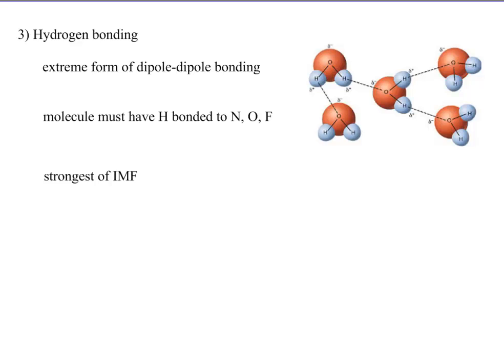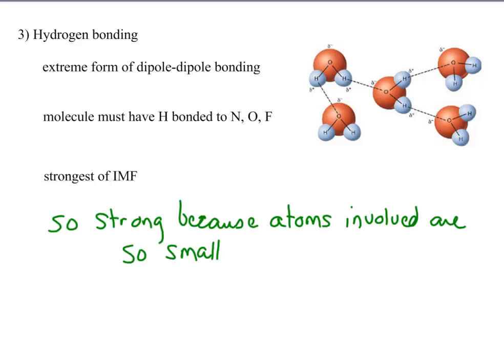The reason that these are so strong is because hydrogen, nitrogen, oxygen, and fluorine are so small. The other reason they're very strong is because nitrogen, oxygen, and fluorine are also very electronegative. So they're going to really pull on that electron in the hydrogen and that element bond. And so hydrogen's going to be almost ionic in nature.